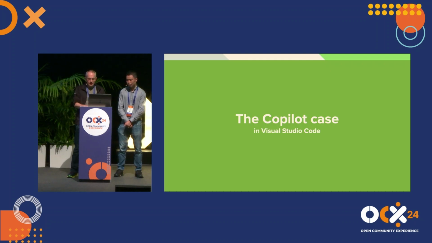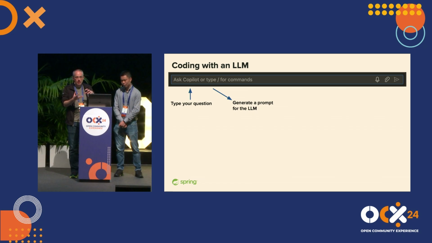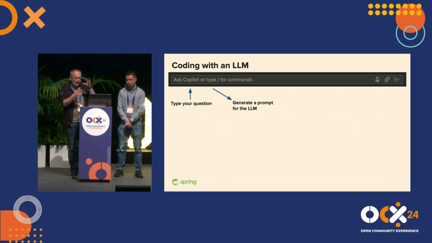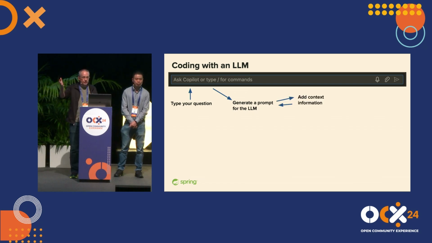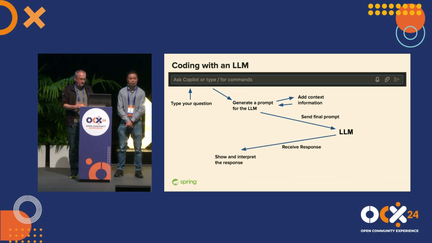So what does it look like in the Copilot case, actually? Just as an example, right? So what can you typically do? You type in your question, that generates under the hood a prompt. So Copilot is basically turning this into a prompt somehow, adding additional information. We don't know exactly what Copilot is doing. You can add additional context information to this prompt. Then you send the prompt to the large language model. You get the response back.